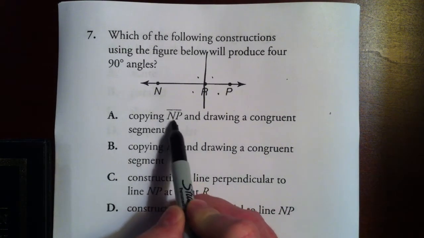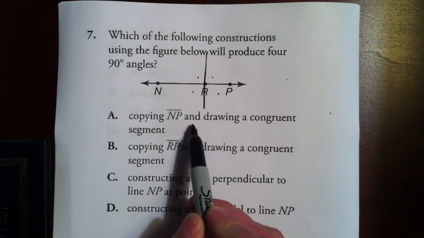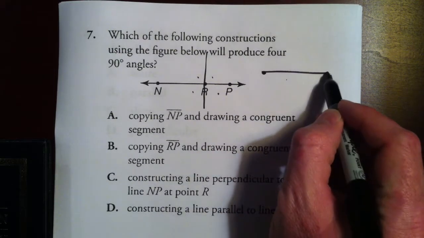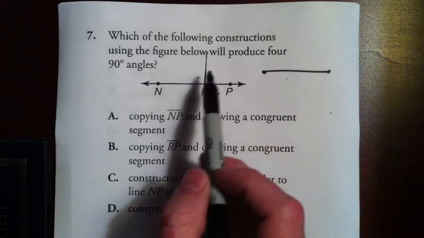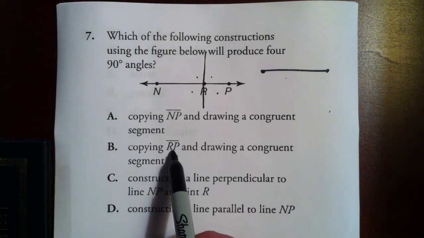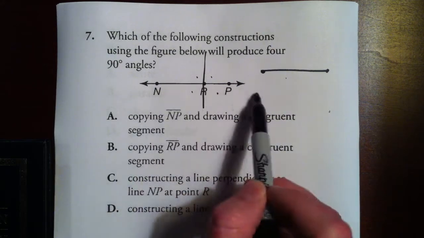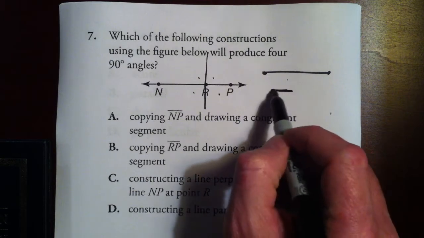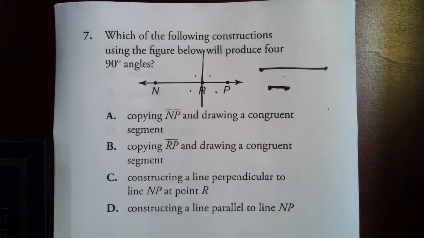Copy line segment NP and draw a congruent segment. Well, in order to do that, we would have something similar to this, and that in no way helps us make 4 right angles. Copy RP and draw a congruent segment. Again, we'd have something about like this on the side, and again, that in no way makes us 4 right angles.